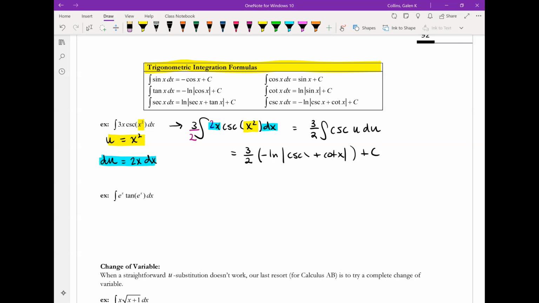Oops, but you know what? I made a mistake just now. Those should be u's, sorry. So the cosecant of u plus the cotangent of u. All right, so lastly, to substitute x back in, I'm going to give that negative to the 3/2. So -3/2 times the natural log of the absolute value of the cosecant of x squared plus the cotangent of x squared, all of that in the absolute value bars, plus c, the constant of integration.